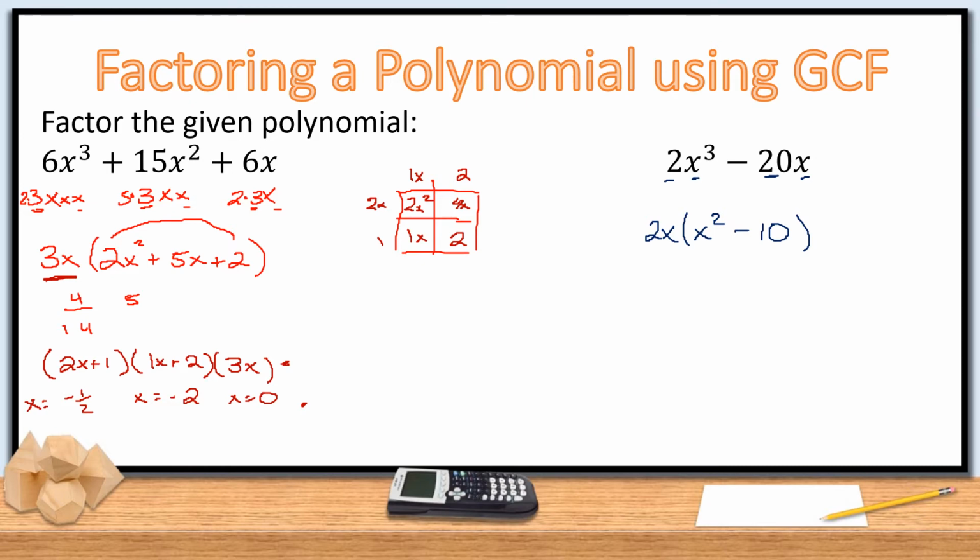So then you would end up saying, all right, that means that x is equal to 0, or x is equal to plus or minus the square root of 10. And those would be your zeros: 0, positive root 10, and negative root 10. So that's the factored form and solution.